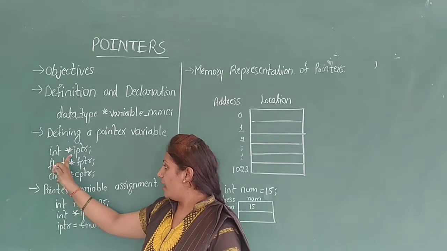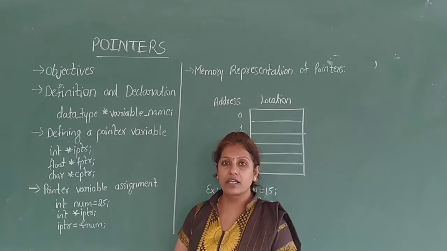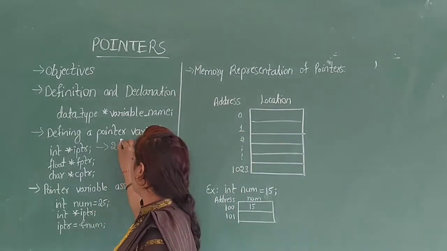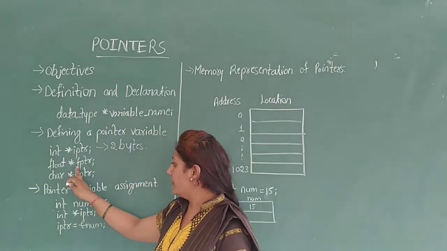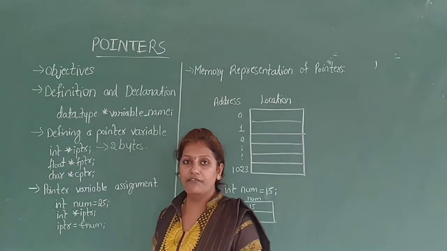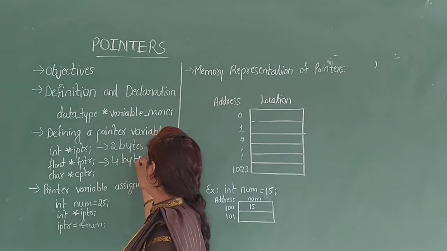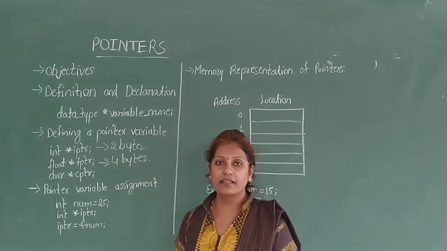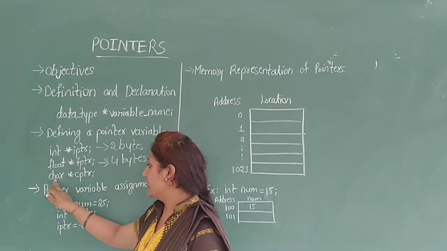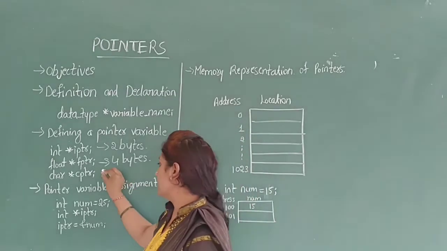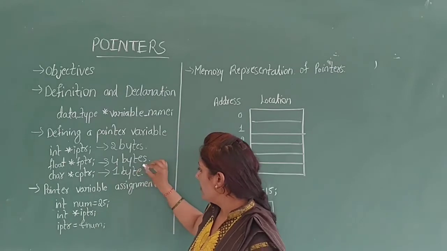And when the pointer variable is declared with the data type int, it reserves 2 bytes of memory. When a pointer variable fptr is declared with the data type float, it reserves 4 bytes of memory. When cptr pointer variable is declared with a char data type, then it reserves 1 byte of memory.